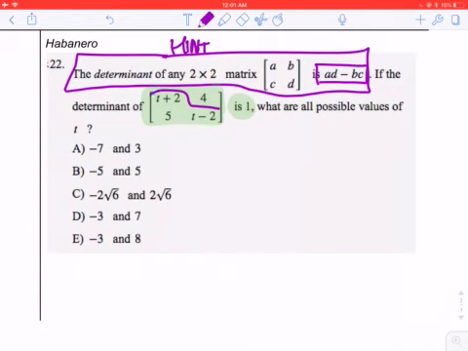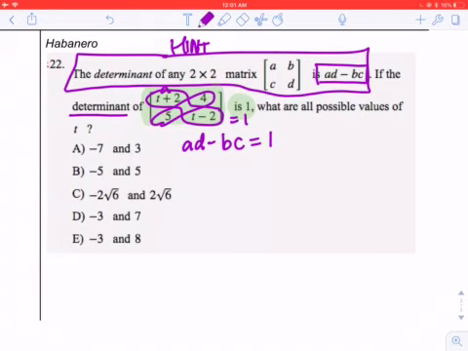We know the determinant is AD minus BC. So I know I'm going to have to multiply these together, and I'm going to have to multiply these together. And whatever that is, AD minus BC is going to be equal to 1, because they tell me the determinant is 1. So I'll work with A and D first. So I have t plus 2 times t minus 2, minus b times c, 4 times 5 is a little easier, minus 20 equals 1.